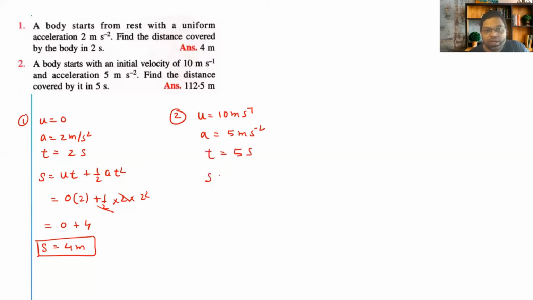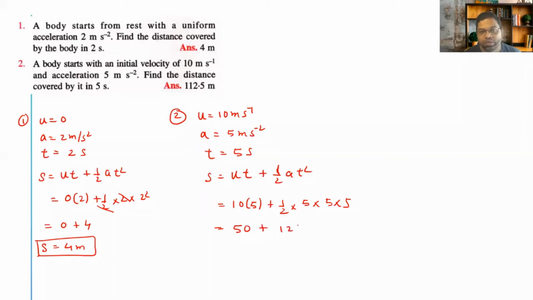Again, we use S is equal to ut plus half at squared. So this is 10 into 5 plus half into 5 into 5 into 5. Okay, so in this case, this will give us 50 and this will give us 125 over 2. So that will be 50 plus 62.5, and so that will be 112.5 meters will be the distance.